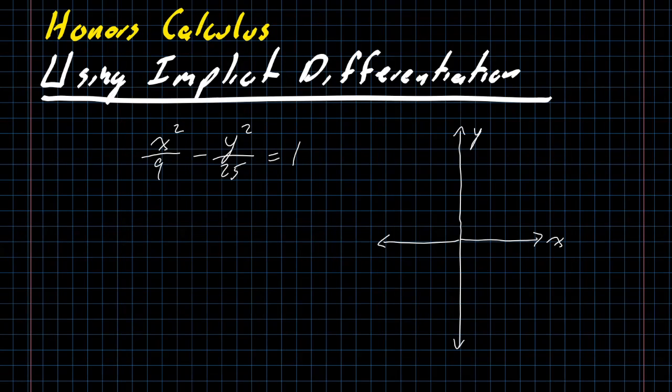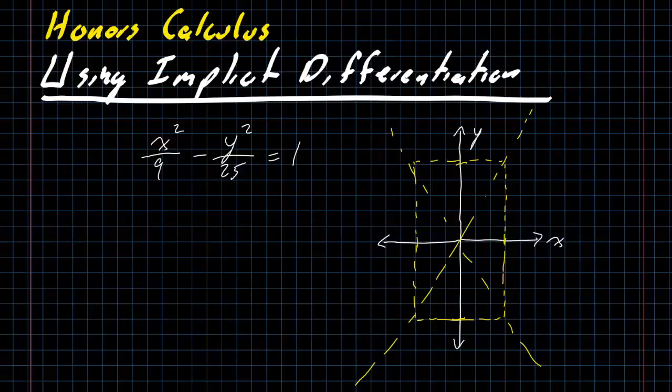But a hyperbola is one that has some auxiliary equations. It's x squared over 9. Square root of 9 is 3 or negative 3. It's y squared over 25. Square root of 25 is 5 or negative 5. And then the usual procedure is to draw a rectangle containing those and then draw some lines that go through the rectangles at diagonals.